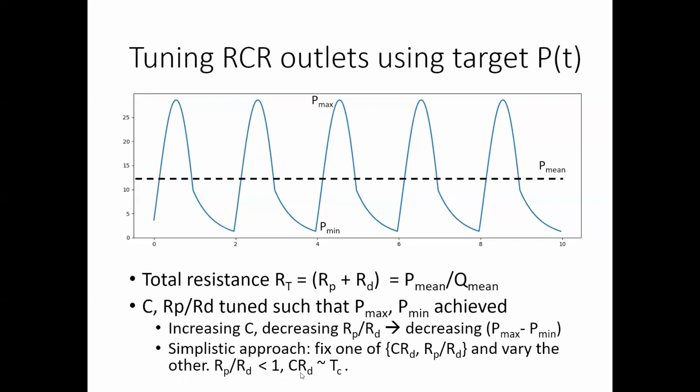On the other hand, your time constant is typically on the order of your cardiac cycle length. It's typically smaller than that, depending on the type of distal vasculature that you have, as well as healthy or diseased anatomy. But it won't be too large or too small compared to the cardiac cycle length, unless there's something really anomalous going on. So these are good rules of thumb to have when adjusting or tuning your RCR outlets.